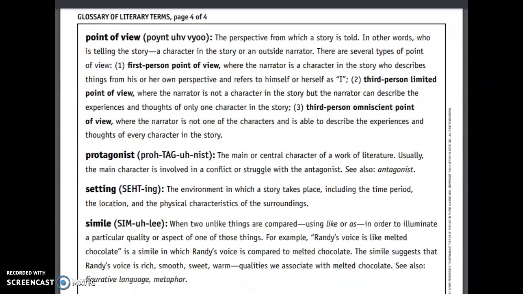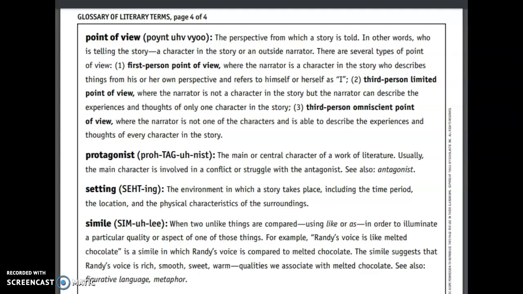The next term is point of view. This is the perspective from which a story is told. In other words, who is telling the story? A character in the story or an outside narrator. There are several types of point of view.